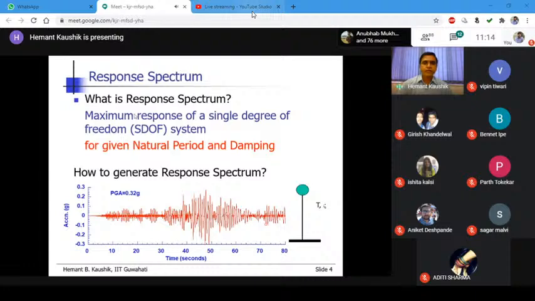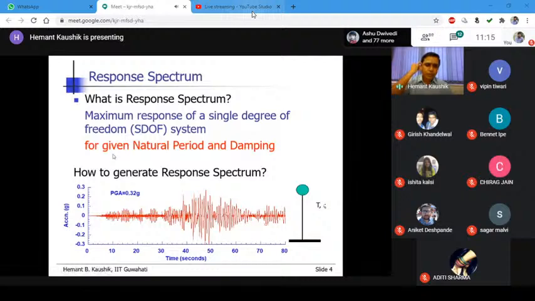If I have to define it, it can be defined as the maximum response of a single degree of freedom system for a given natural period and damping. So two issues are here. First, you need to have the natural period of that single degree of freedom system, and second, we must have the damping of the system.